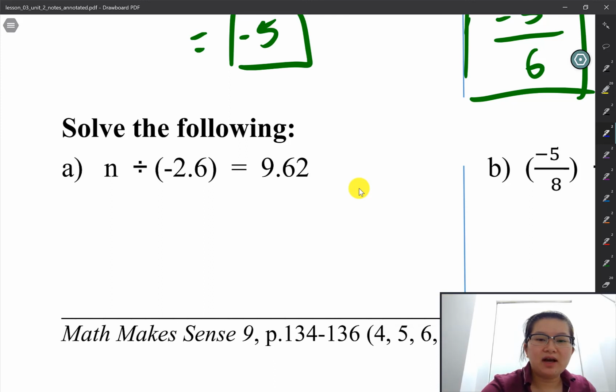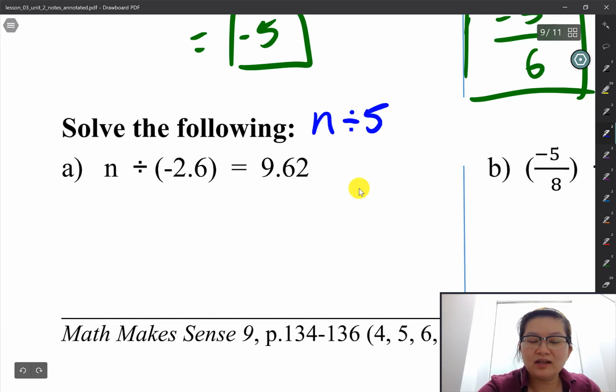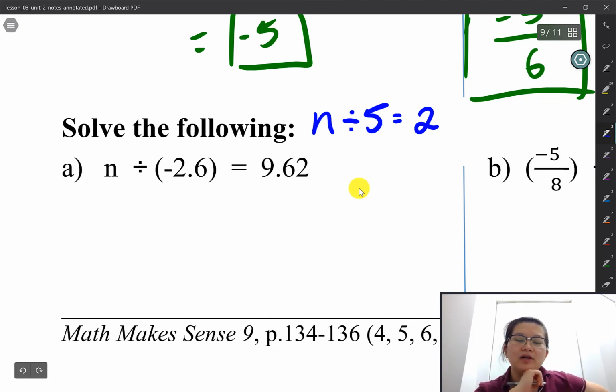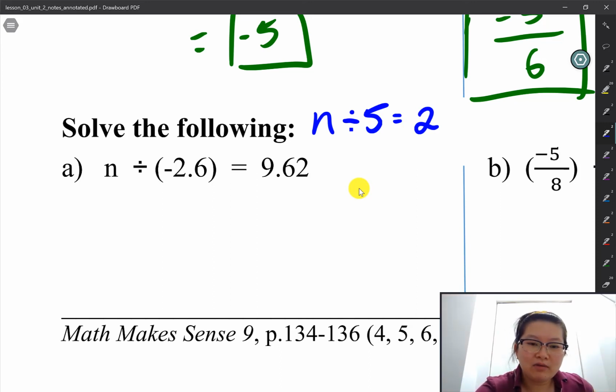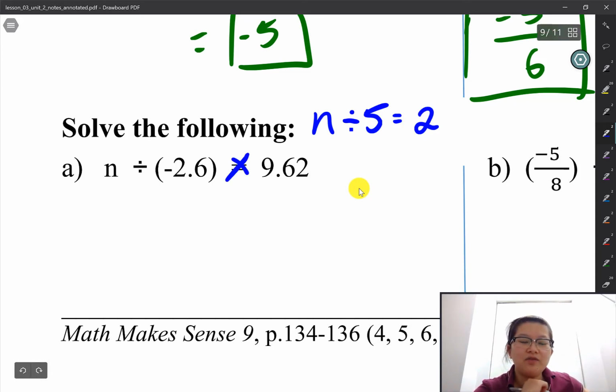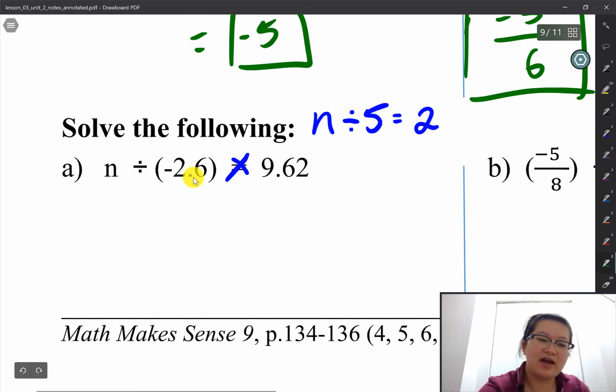For example, I have n divided by this. Let's make something up. Let's say I have n divided by 5, and let's say that's equal to 2. For example, something divided by 5 is equal to 2. You know that 10 divided by 5 is going to be equal to 2. So what do you have to do with 2 and 5 to get 10? You said it, multiplication. So you're absolutely right. You had to multiply these two to give you the n value, in which we know that a positive times a negative is going to give you a negative answer.